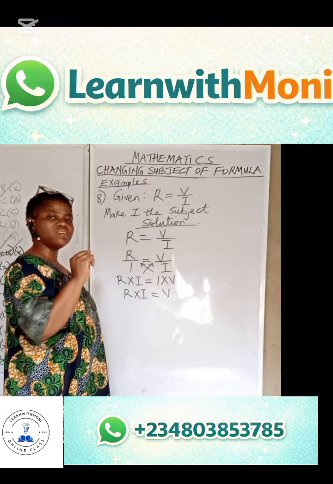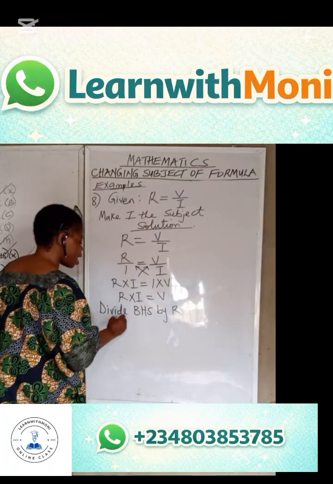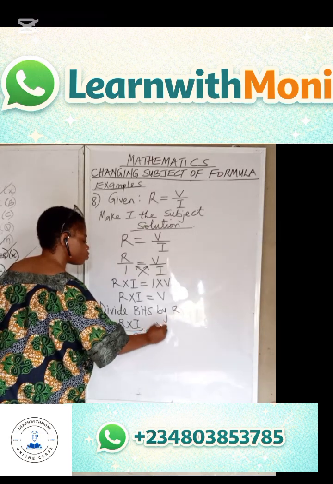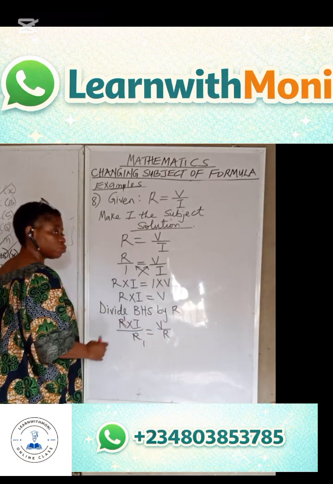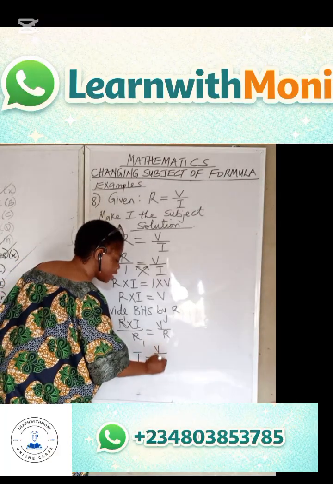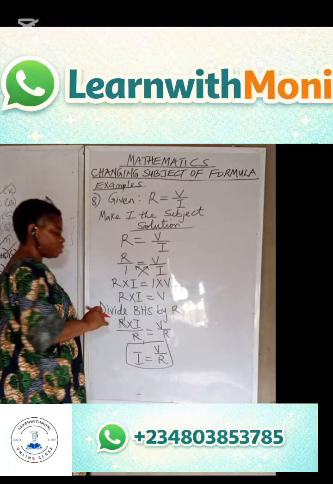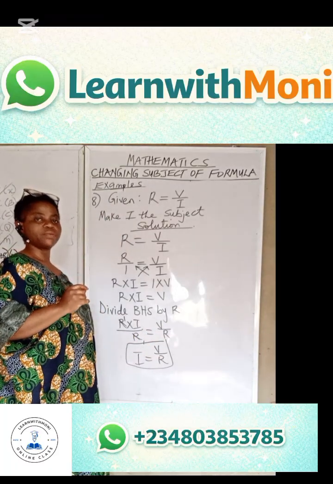Divided by R means divide both sides by R, which is R times I divided by R equals V divided by R. R divides R once. We are left with I, which is equal to V divided by R. And with that, we have made I the subject of the formula.